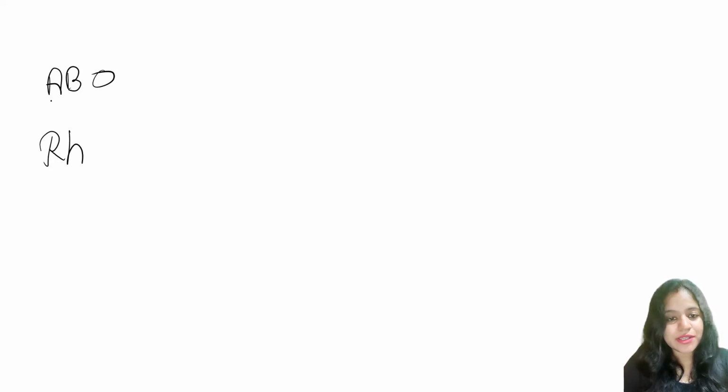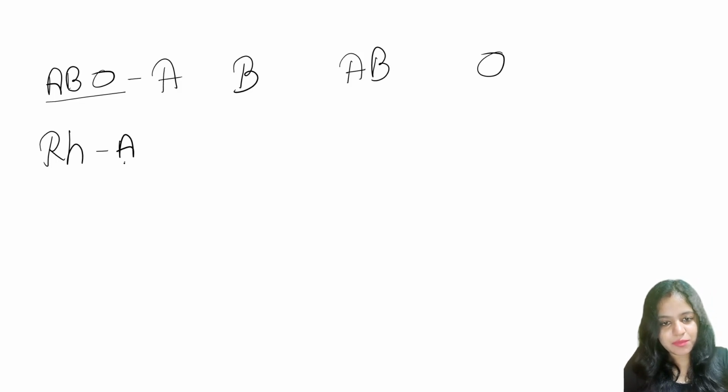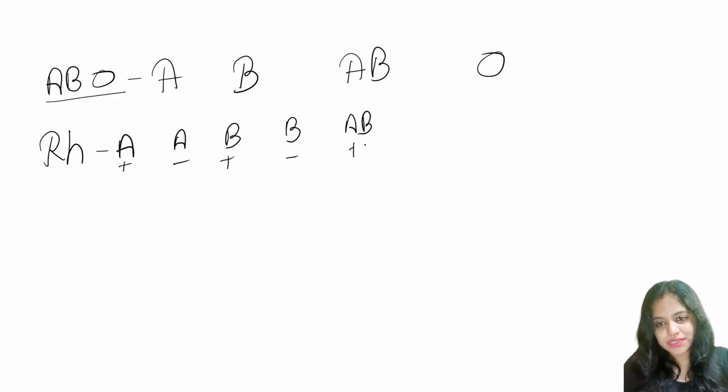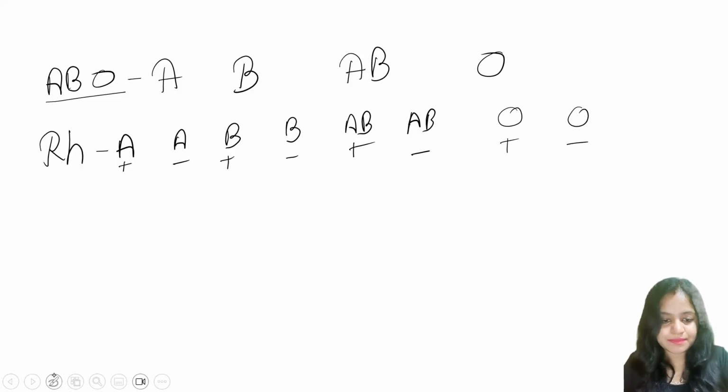In your ABO blood group system, how many blood groups do we have? A, B, AB and O. According to RH, how many do we have? We have A positive, A negative, B positive, B negative, AB positive and AB negative. We have O positive and O negative. Total 8.